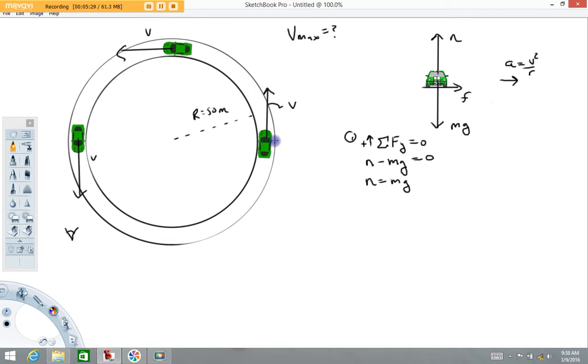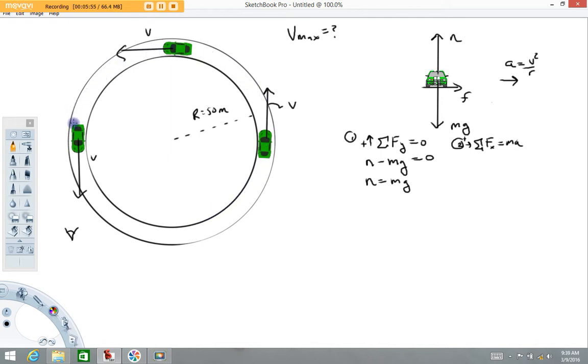Second equation we can write: the sum of all forces in the x direction equals ma. That's Newton's second law. I'm going to go ahead and do right positive. Remember Captain Rod's rule of thumb: identify the acceleration direction, and call that positive. And that acceleration direction is to the right, because if we look at this picture, this car is undergoing circular motion.